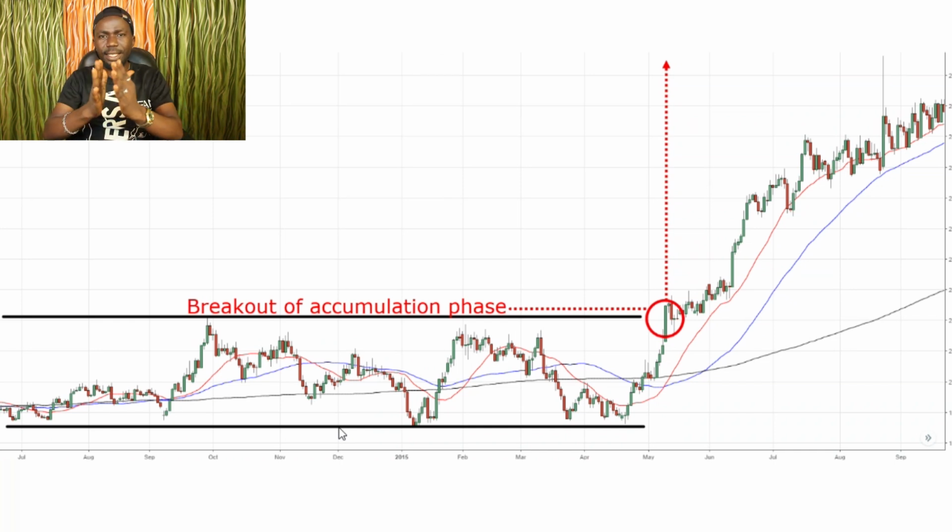But once the range is very, very small, please ignore it. If the range is in a tight consolidation, ignore the range and wait for a breakout. You only trade the range when it expands, when there is enough space for you. That is when you can trade the range.